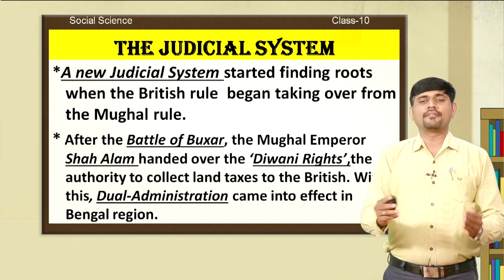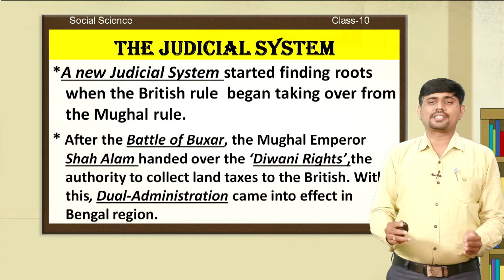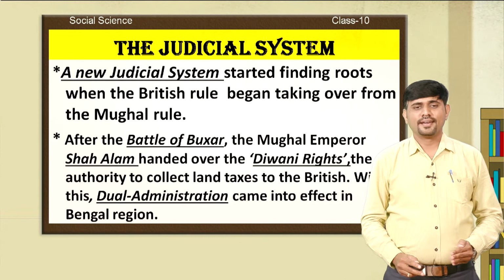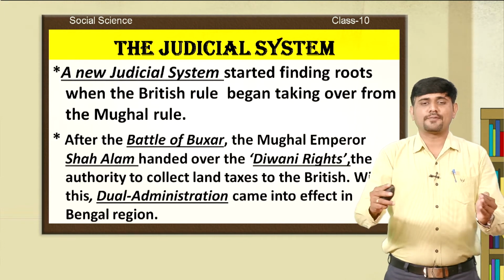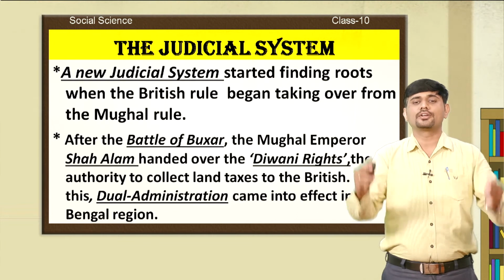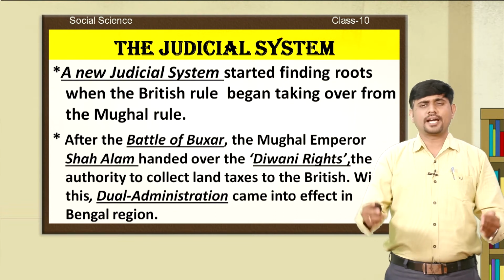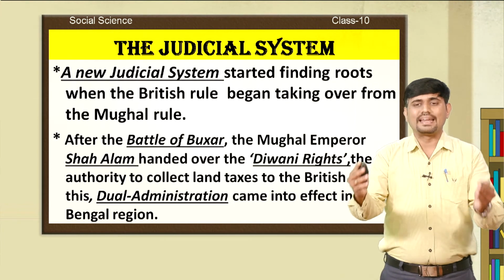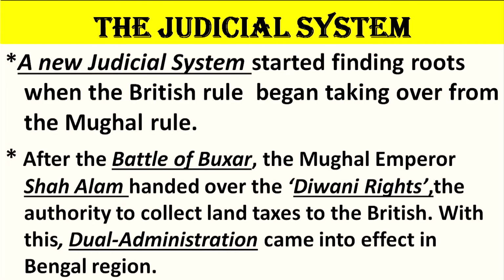The British government brought several reforms even in the judiciary system of India. A new judicial system started finding roots when the British rule began taking over from the Mughal rule. That was the time the Mughal Empire was declining. As a result, the British started to take firm control over India.